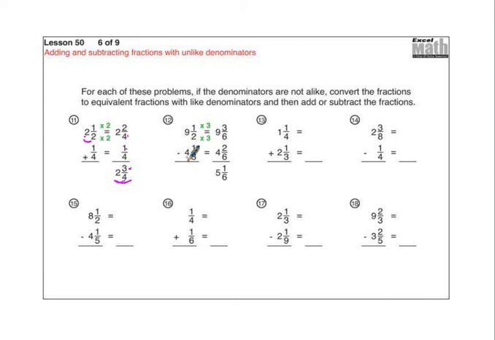Here we have 9 and 1/2 minus 4 and 1/3. Common denominator of 2 and 3 is 6. So they change 1/2 into 3/6, 1/3 into 2/6, subtract and get 1/6, and then subtract the whole numbers. 9 minus 4 is equal to 5.